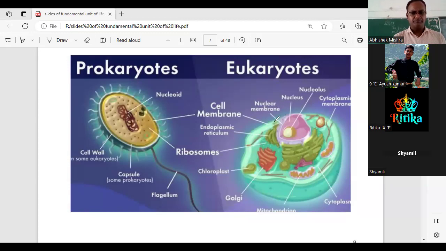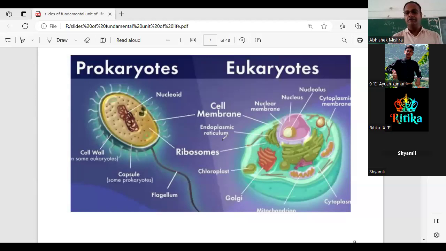Sir, chromosomes in prokaryotes are single in number, whereas in eukaryotes there is more than one chromosome. Very good. Single chromosome in the prokaryotes and more than one in eukaryotes. Very good, Shamli. You can mute yourself. So students, the three most important differences have just been shared by our students.